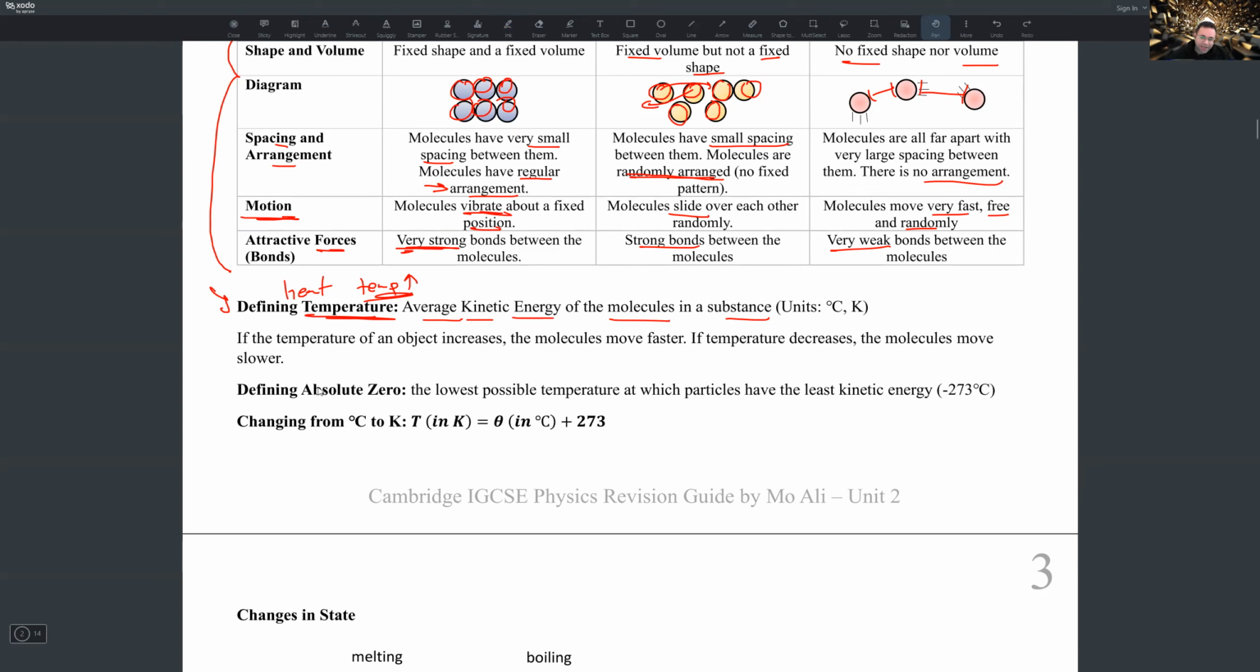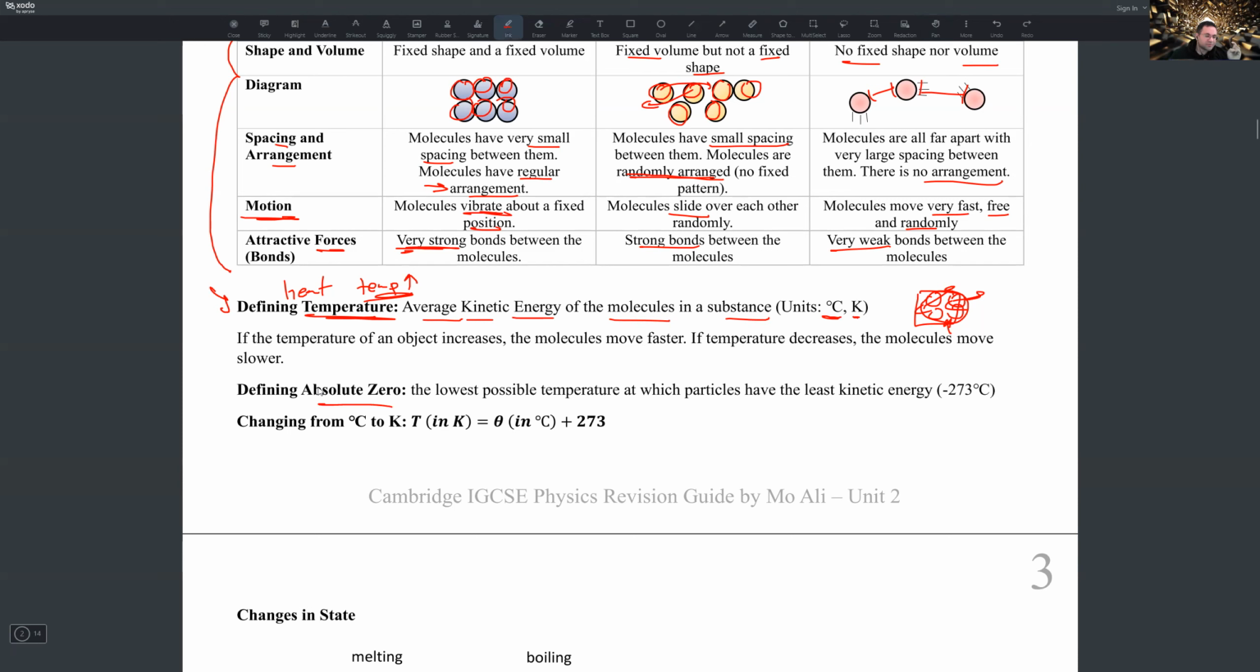So if I have a substance that I'm heating, the molecules inside move faster. They vibrate faster, they slide faster, they move freely faster. And when you're cooling it, they move slower. Inside a substance there's kinetic energy, little molecules, depending on their speed, and that affects its temperature. We measure temperature in degrees Celsius and a unit called Kelvin. We'll see how to convert Kelvin.